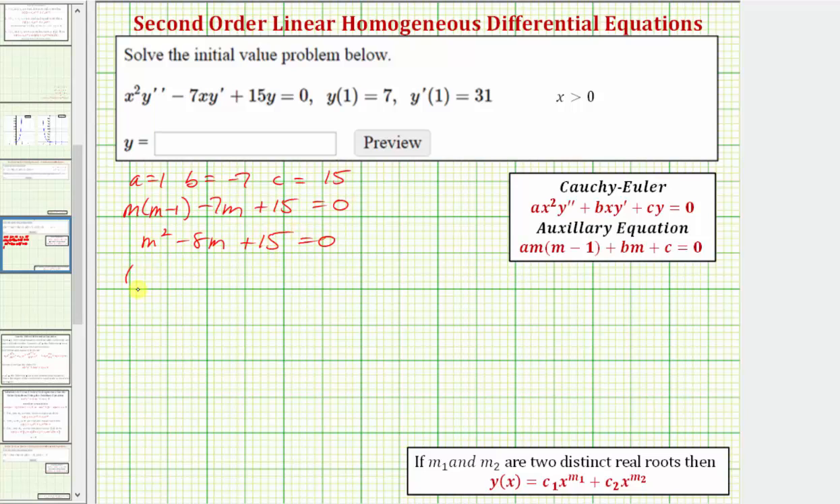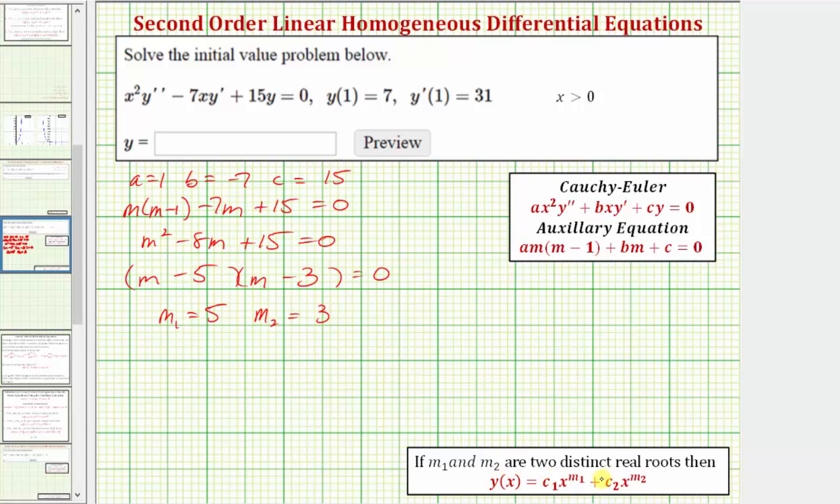Looks like this will factor. We'll have two binomial factors. The factors of m squared are m and m. The factors of 15 that add to -8 are -5 and -3. So we have two real distinct roots or solutions. We have m sub 1 equals 5, m sub 2 equals +3.